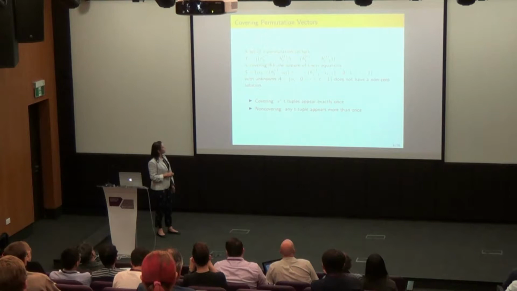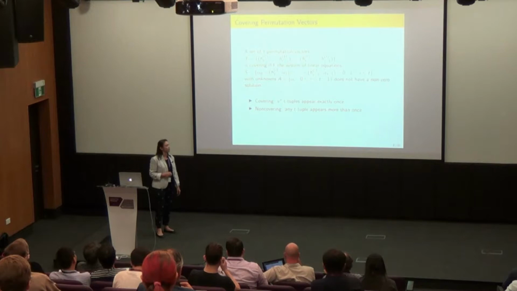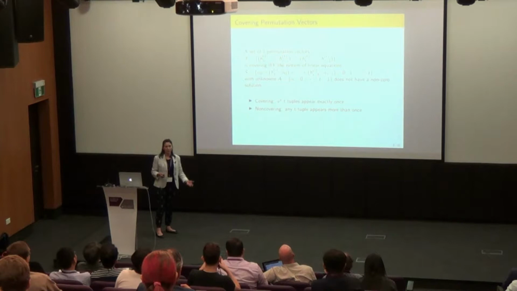So a set of T of these permutation vectors listed here is going to be covering if and only if the system of T linear equations given here with these unknowns does not have a non-zero solution. Another way to say that is that they're covering if the V^T T-tuples appear exactly once. This is something that we really want in covering arrays, right? And it's non-covering if any T-tuple appears more than once. It's V^T length. If any T-tuple appears more than once, then there are some that we're missing.